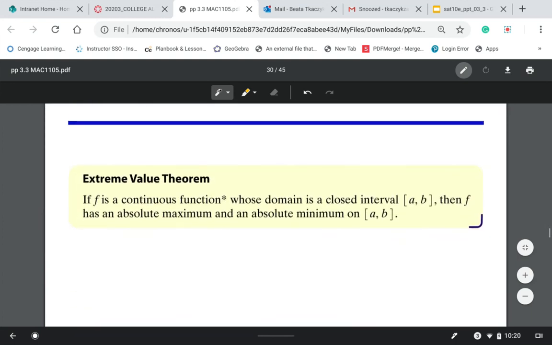Okay, next one is the extreme value theorem. The extreme value theorem tells you that if a function is a continuous function whose domain is a closed interval from A to B, then the function has an absolute maximum and an absolute minimum. So all the time, if the function has a closed interval as its domain, your function will have an absolute maximum and an absolute minimum.